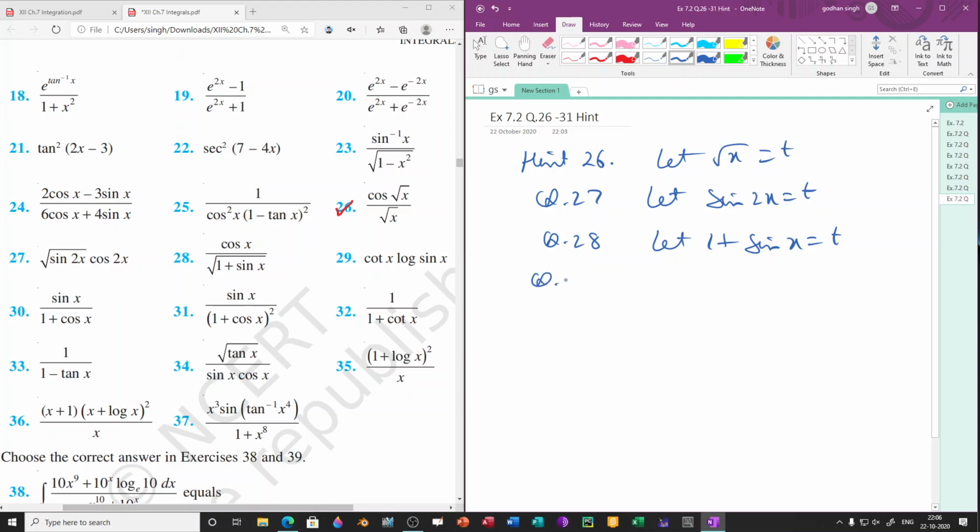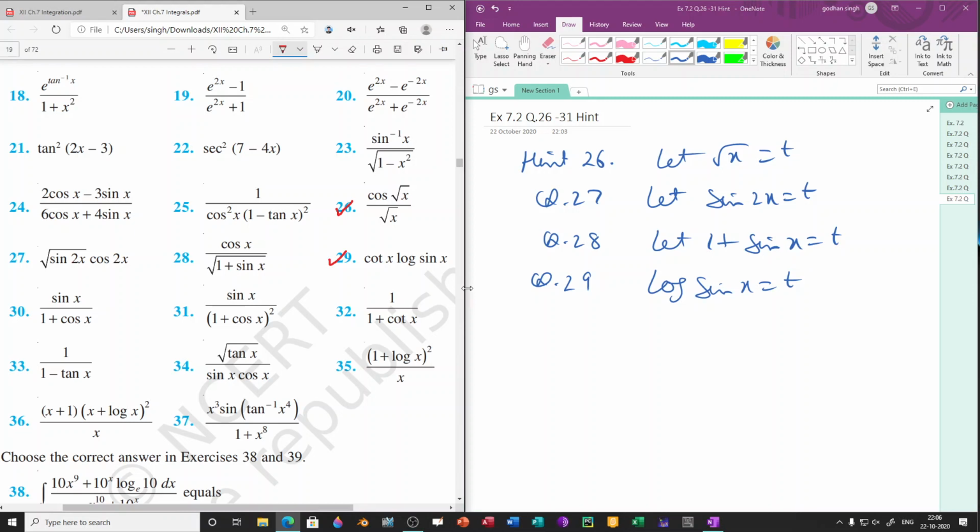Then question number 29. In question number 29, take log sin x equal to t. Why? Because when we take log sin x as t, the differentiation of log sin x will be 1 by sin x into the derivative of sin x, that is cos x. So we will get cos x over sin x, that is cot x. So we get cot x dx equal to dt. So this will be very easily integrable. So for question number 29, the hint is, put log sin x equal to t.